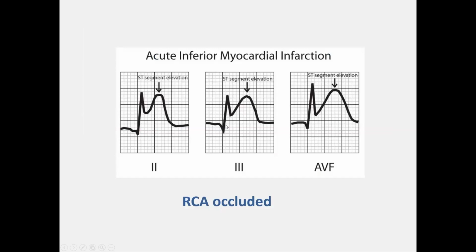So here we have somebody that is having an acute inferior MI. How do we know that it's the inferior portion of the heart? Because we see ST segment elevations in leads 2, 3, and aVF. And what artery supplies the inferior portion of the heart? The right coronary artery. So probably this person's right coronary artery is occluded.